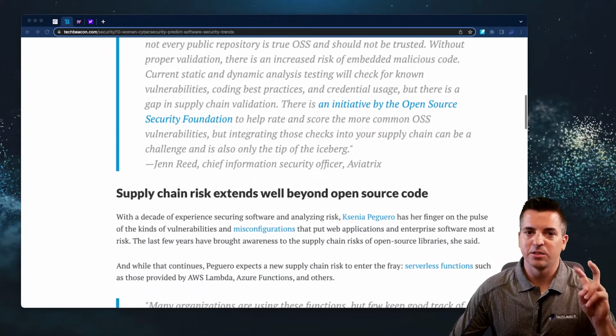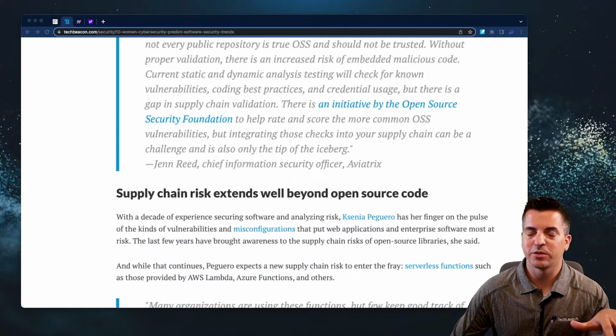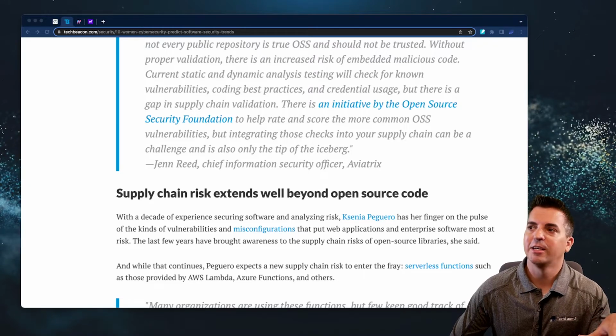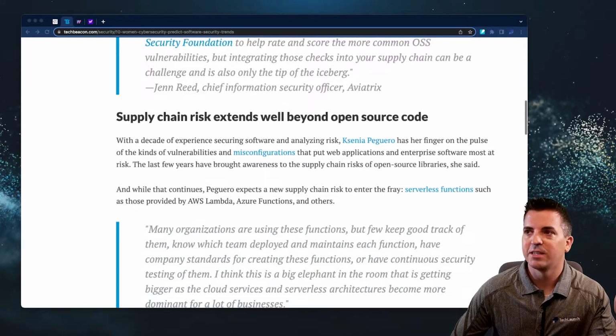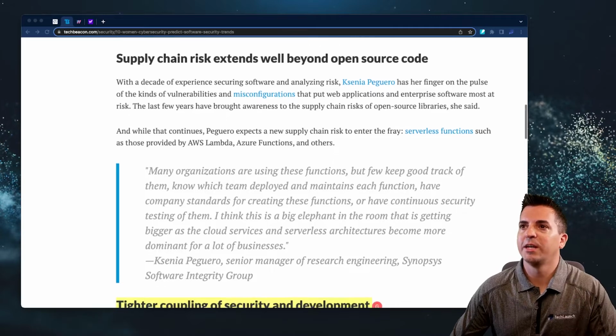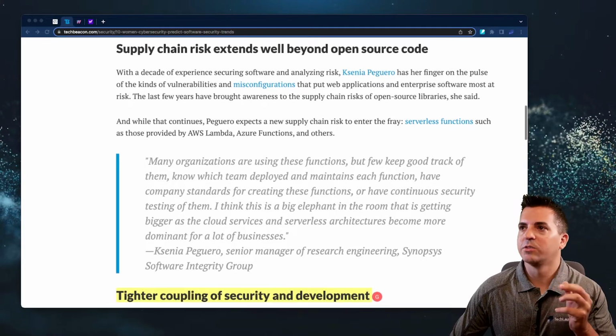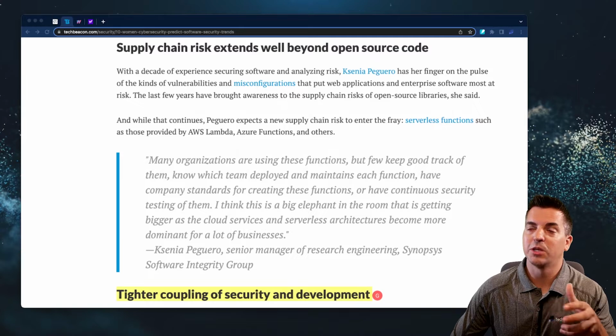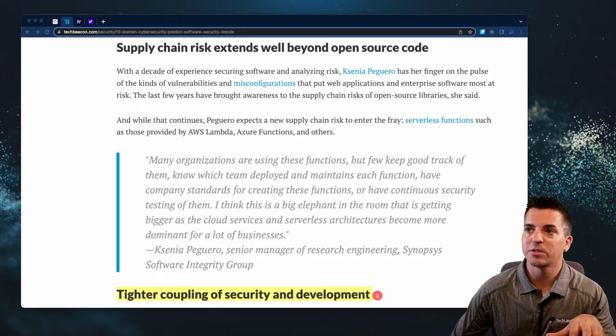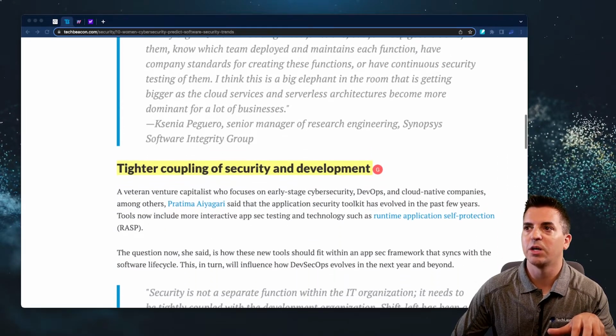Assume that it is a zero trust environment for external software, especially. That's really a big target, so obviously focusing on that is going to pan out. It goes on to talk about how this goes beyond supply chain risk, beyond open source code. It can include third-party tools as well.